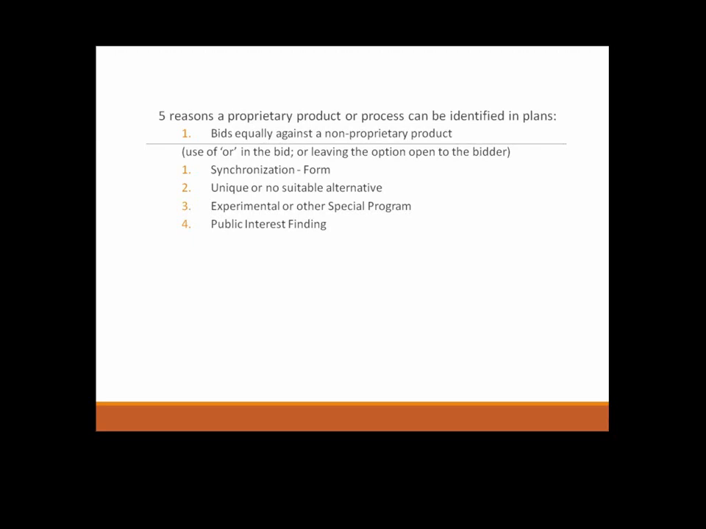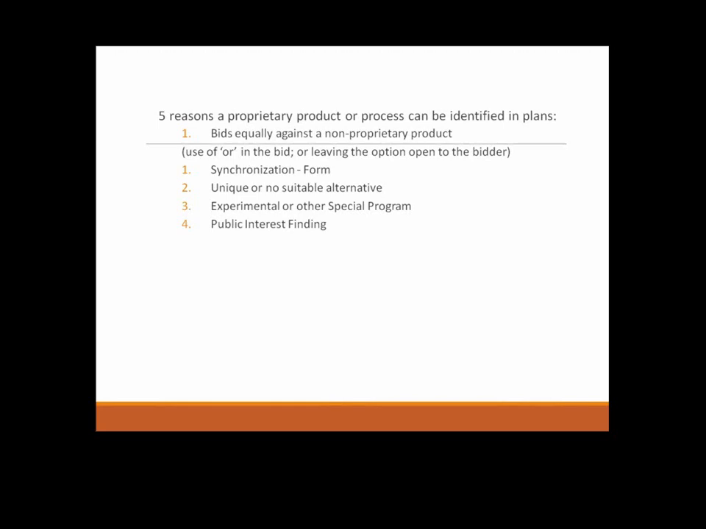So, summing up quickly, if you have a proprietary product or process identified in the plans, if you've said use this or the proprietary product, if you're leaving the option open to a bidder, this is not proprietary. You don't need a proprietary product process form submitted because you've included a non-proprietary option. For synchronization, yes, you need the form. For unique or no suitable alternative, you need the form.